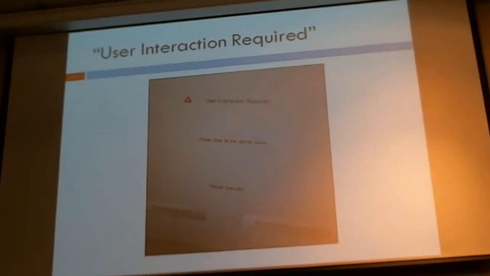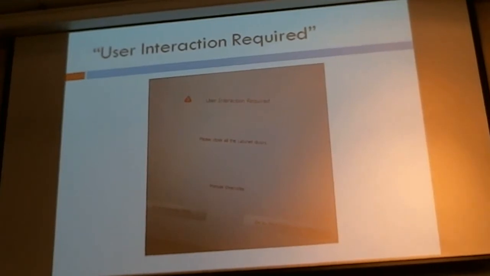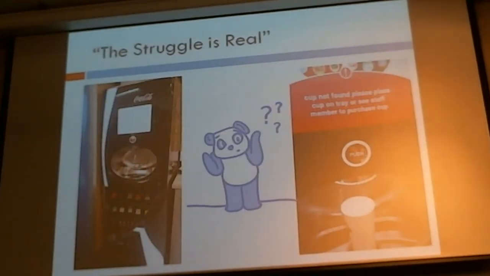Alright, so this is my example of one of the interfaces on UCF campus. I'm going to keep you like 5 minutes late, I'm sorry. What do you think this is? It says user interaction required. Please close the cabinet doors. I'll give you a hint, I was in the student union. There's a Coke machine. So now you can't even get a Coke without user interaction.